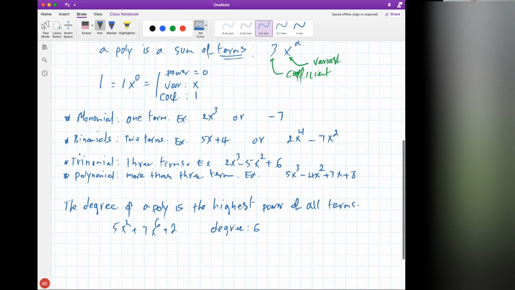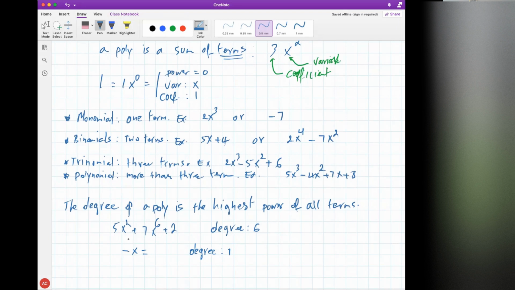What about this monomial here? Let's say, what about this monomial, negative x? That's also a monomial, one term. What is the degree of it? The degree is 1, the power 1. That's correct. When you see something like this, the power is 1.